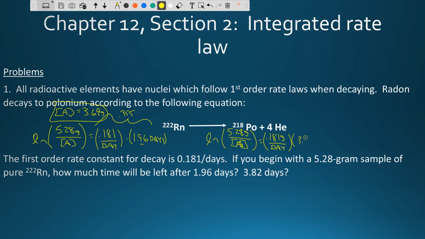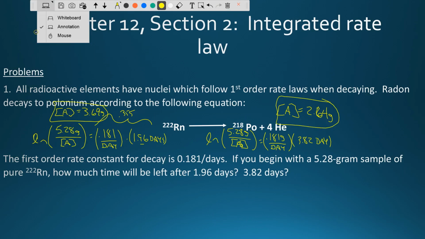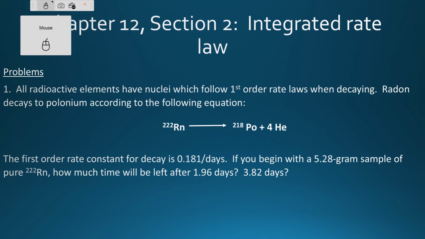And this time I have 3.82 days. So these are pretty easy. We just have my concentration at the end of things is going to be 2.64 grams. Okay, that's at the end of 3.82 days. Cool. So that's pretty straightforward given that particular type of problem.